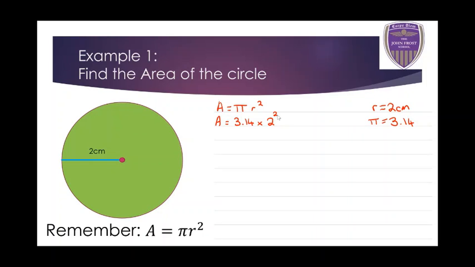Okay, so let's solve this 2 squared first. Okay, so 2 squared is equal to 2 times 2, which is equal to 4. Okay, so let's rewrite this again. So the area is equal to 3.14 times, remember 2 squared is 4. Brill. So now we need to solve what 3.14 times 4 is.